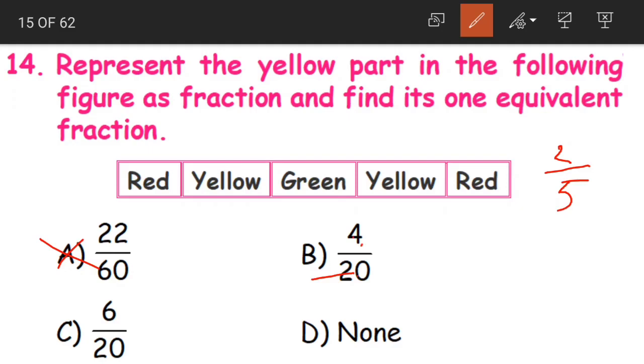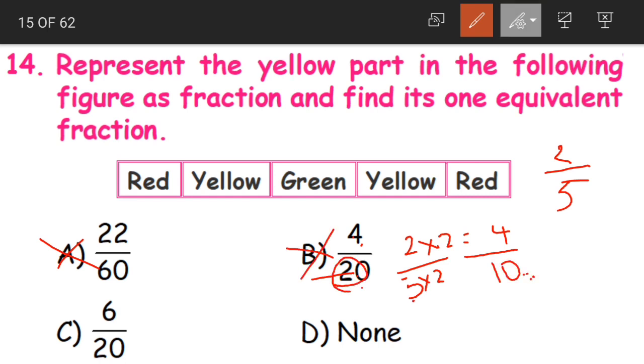Option B, 4 by 20. Now again, how will we get 4? 2 into 2 is equal to 4. So even for the denominator, we have to multiply by 2. 5 into 2 is equal to 10. But here we are having 20. So again, option B is also our wrong answer.